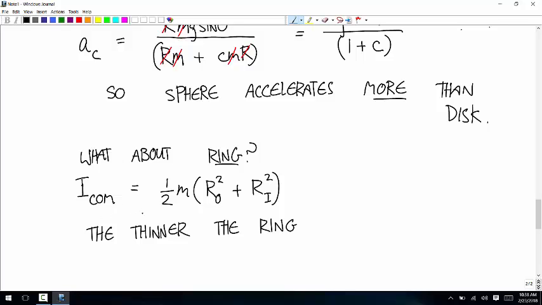The thinner the ring. Yeah, the thinner the ring, the less acceleration. Yeah, that is. Yeah, smart.